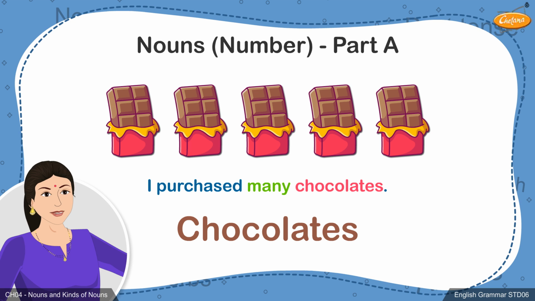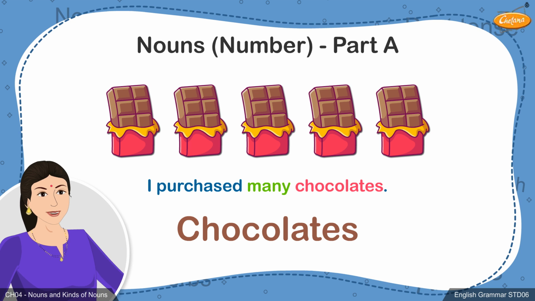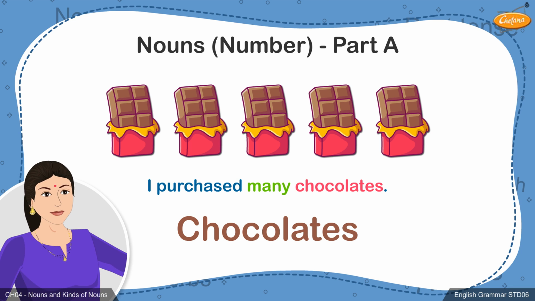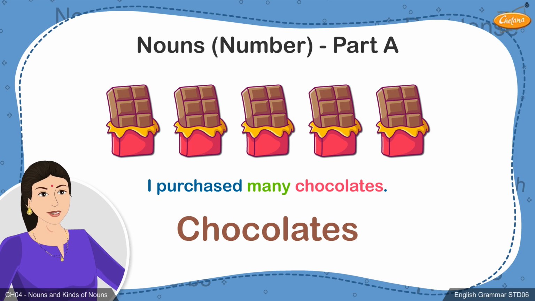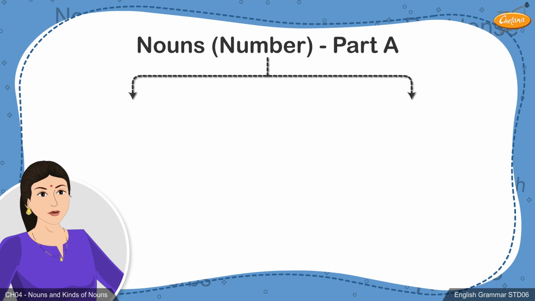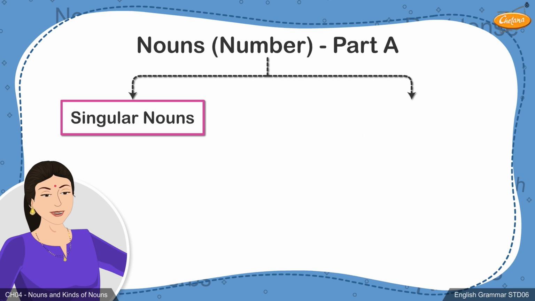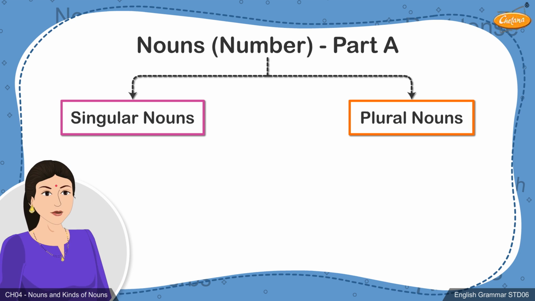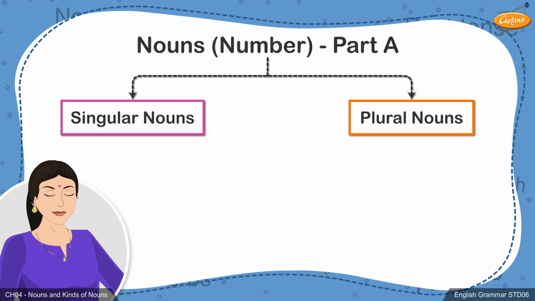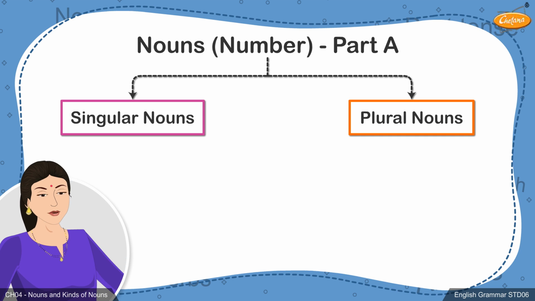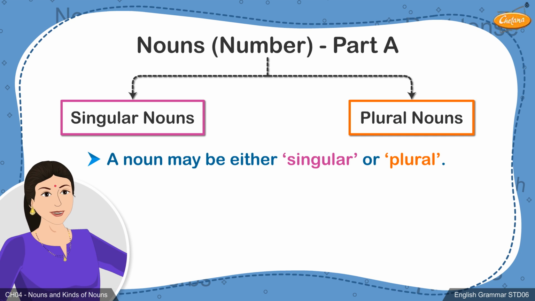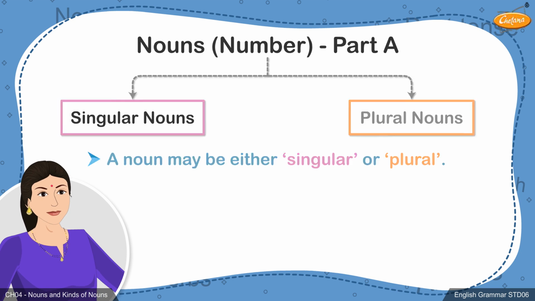Nouns like chocolate are given a number with which we could refer to either one or many of the noun we talk about. This number given to nouns is divided into two categories, singular and plural, and this is what we will be learning about today. The concept of singular and plural nouns is very simple. A noun may be either singular or plural.